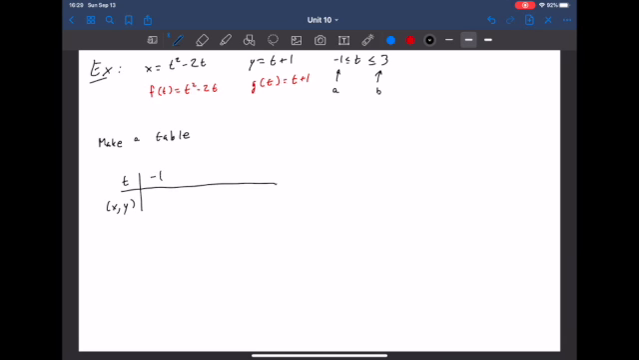So for something like t equals -1, x equals -1 squared minus 2 times -1, which will be 1 plus 2, which will be 3. And y equals -1 plus 1, which is 0. So we're going to write this in the normal ordering, 3, 0.